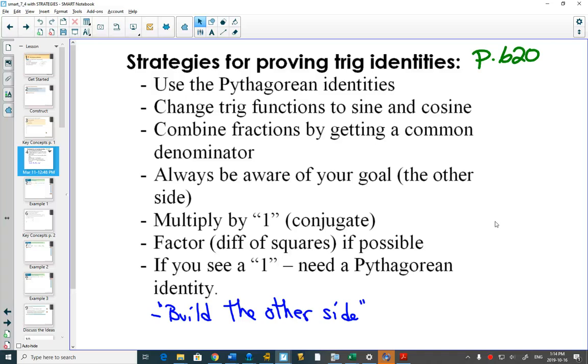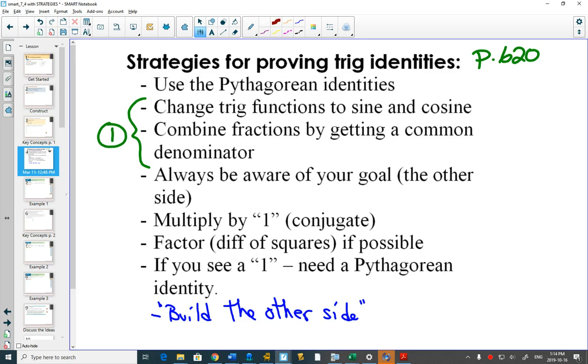And on page 620, which is a blank page, I'd like you to write down these strategies. Okay? So far, the most important strategy that we've probably done already is these two. Those two sort of go together.